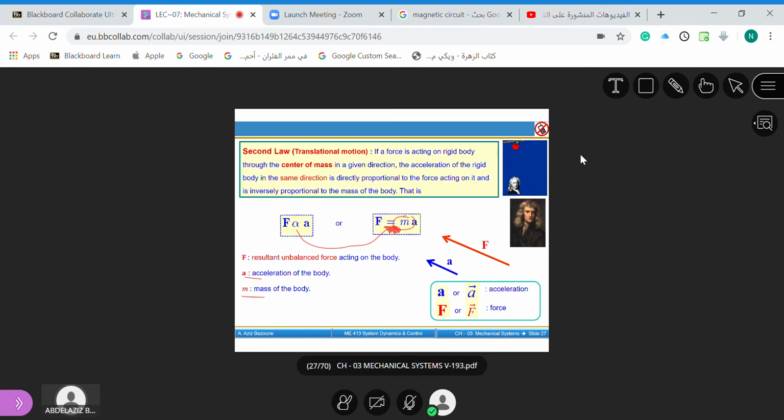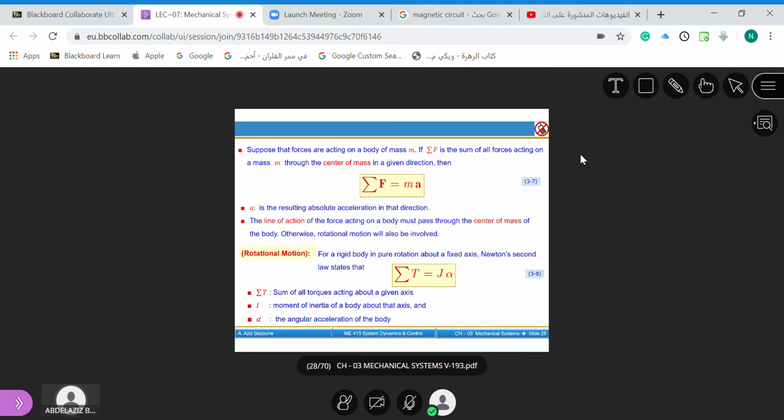The notation, either you can use a vector like this one, A bold, or a vector with an arrow on the top of it. Similarly for the force, either bold face or an arrow on the top of it. Some textbooks use this one, but our textbook doesn't use this notation. They use this one for vector also. Is that clear? So this is the second law. And here we are writing Newton's second law in this form.